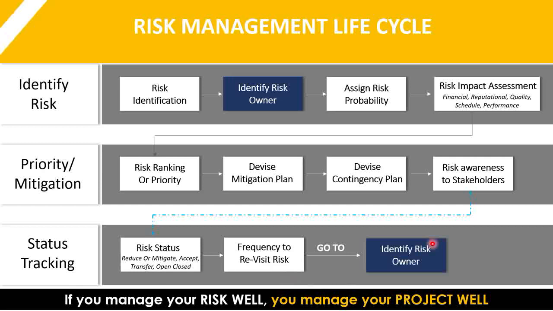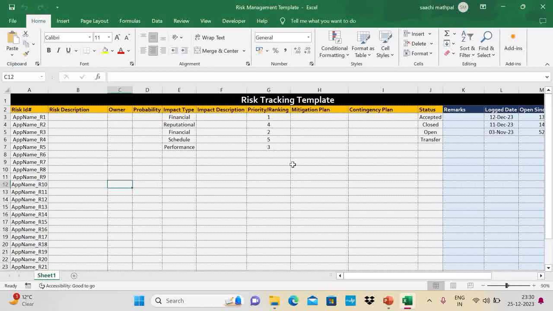Now let's look at the template. If you need to create a template, how it should look, what are the key things to be translated to the template. So whatever we discuss here, the same thing will be translated to the template so that we can track it. So let's switch to the tracking template. Here we have a risk tracking template, and the first thing we put is a risk ID. This could be your application name underscore risk one, or project name underscore risk one, or program name underscore risk one. But it is important that you give a unique name to a risk so that you can uniquely identify it. Then comes your risk description.